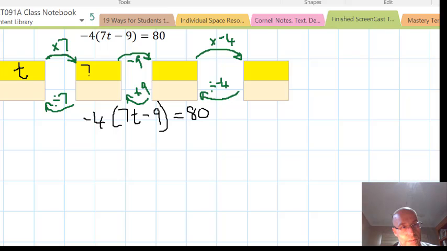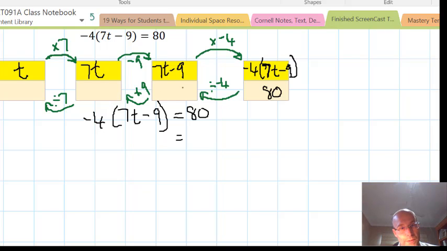So t times 7 is 7t. 7t minus 9, because we minus 9, and then we've got negative 4 outside of 7t minus 9. All of that equals 80. Alright, so you can see that I've written it down there just a moment ago, formally.